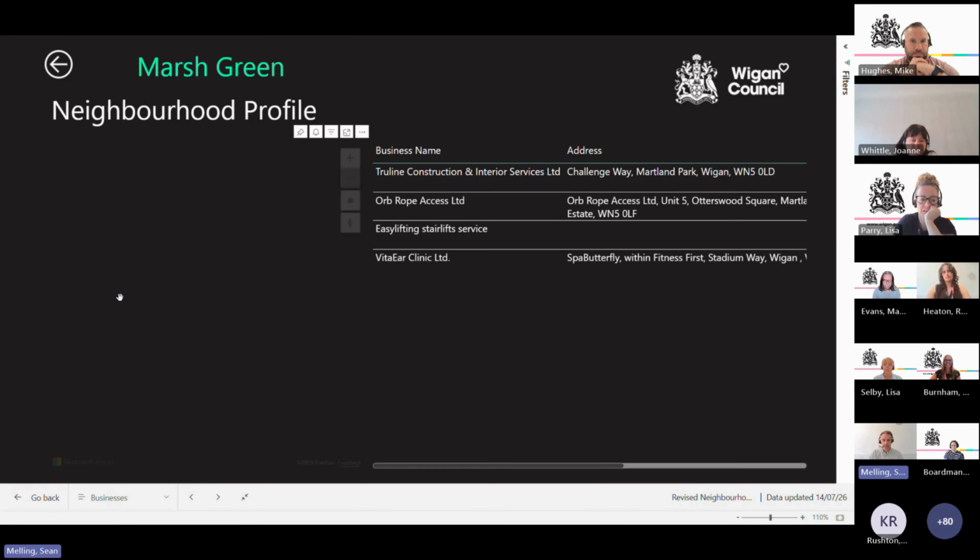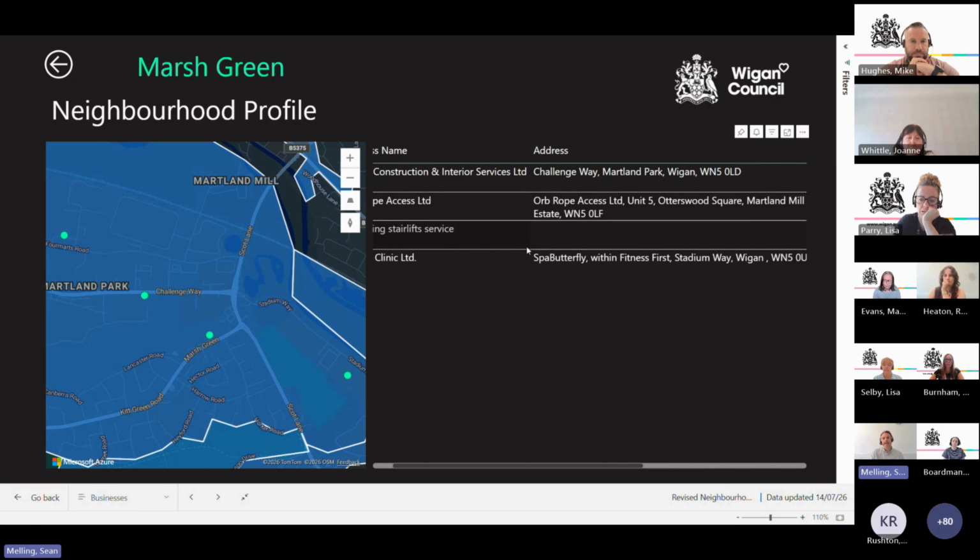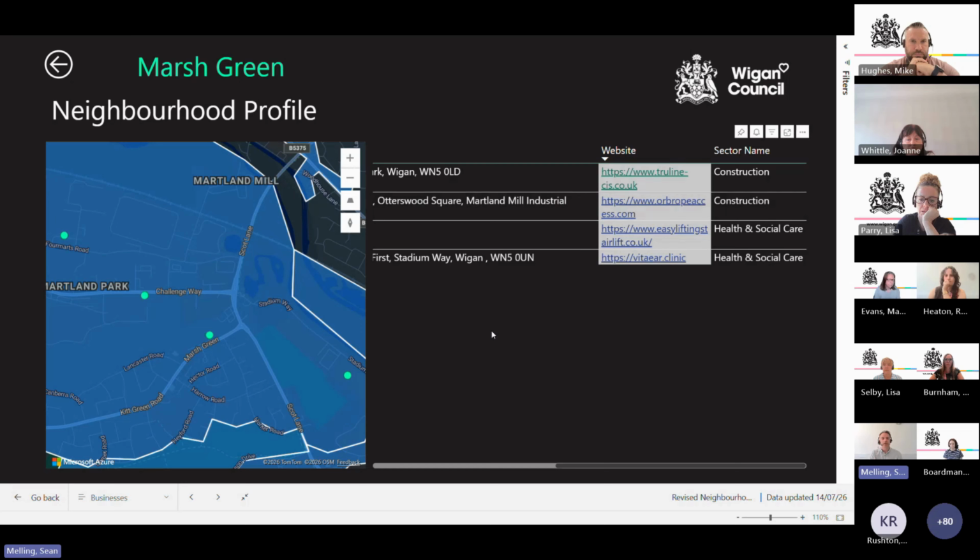So we've got a business map. So this takes information from some of the business information that we've got as an organisation. It's not every business, but it's more the trusted businesses that we've got in the borough, linked to some of the work around social value. So we've got business name, very similar again. You can click on their website.